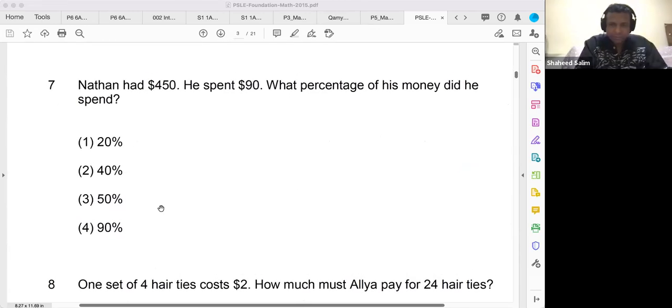Percentage is still covered. So after ratio, we're doing percentage. Try this one. Make it into a fraction first, and then times by 100.